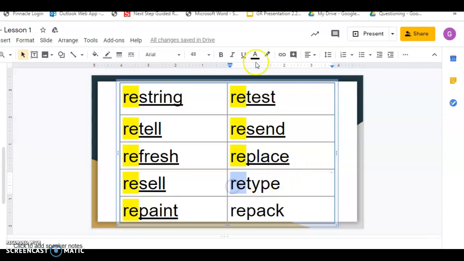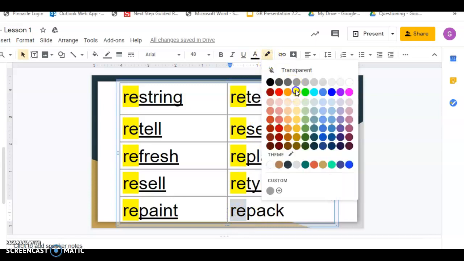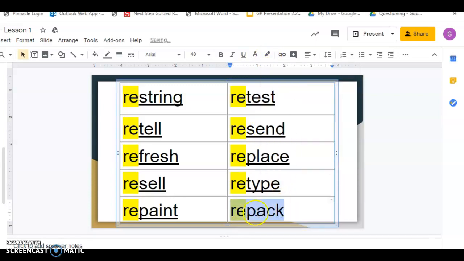Good. How about this one? The prefix is re. And the rest of the word is type. And what's the word? Retype. Good job. And how about this one? What's the prefix? Re. What's the rest of the word? Pack. Read the whole word. Repack. Nice job. You did it.